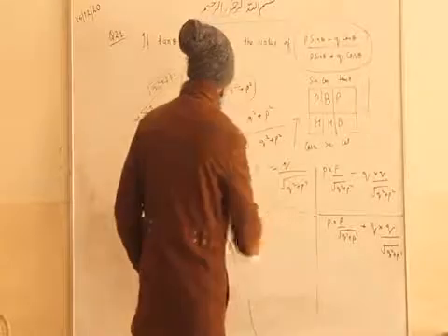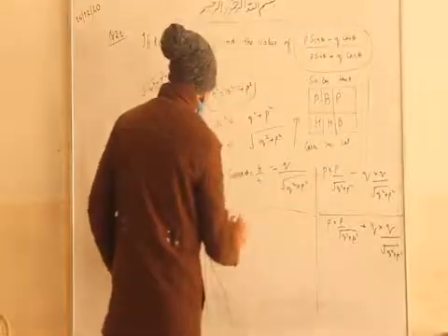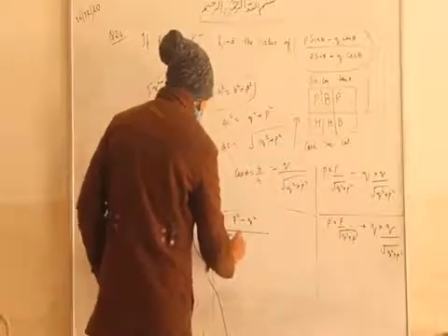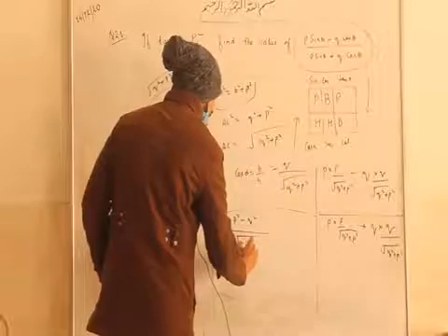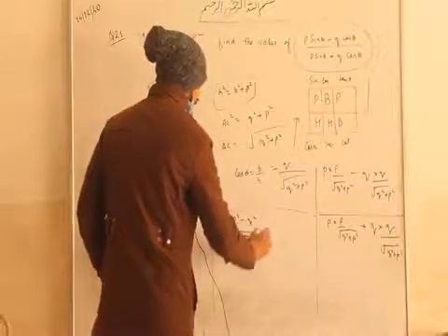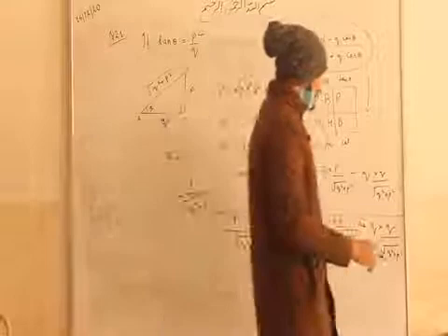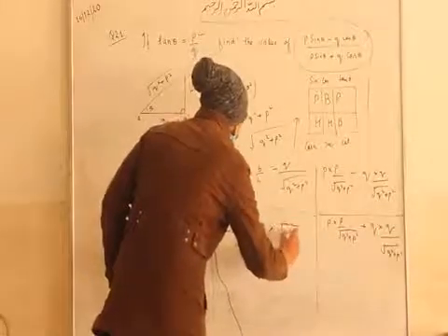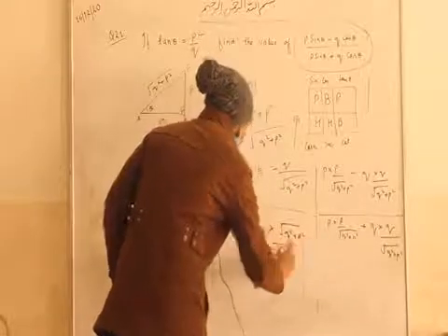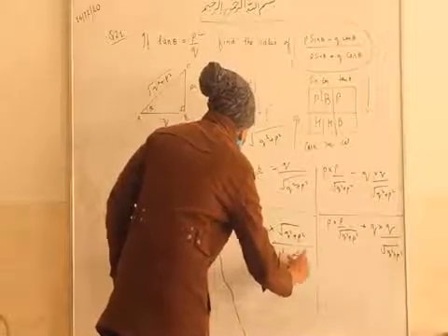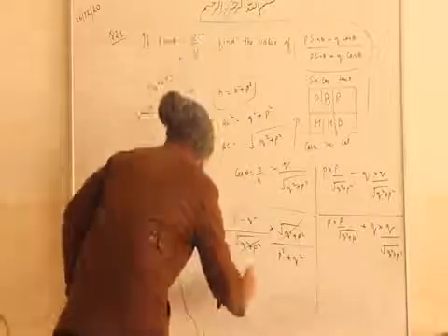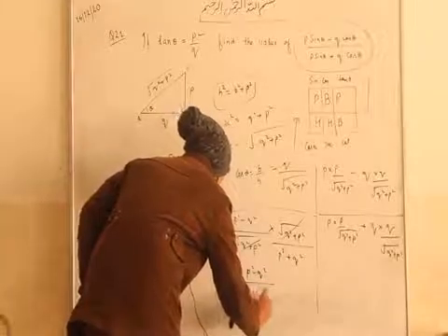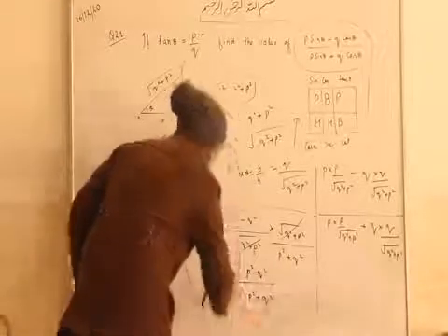So see here, P into P is P square, minus Q square, and this is the LCM here, Q square plus P square. And now, since this is dividing, it will multiply, so this will come here, Q square plus P square, and in the denominator it will be P square plus Q square. So these two terms will cancel out, and the final answer will be P square minus Q square divided by P square plus Q square. So this is the final answer.